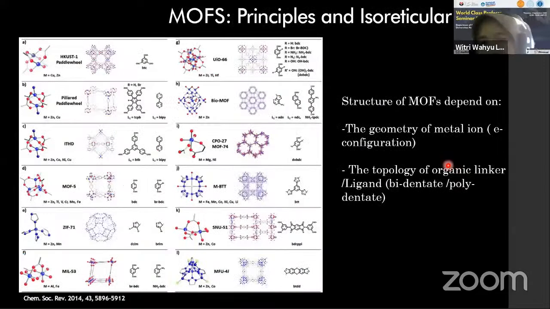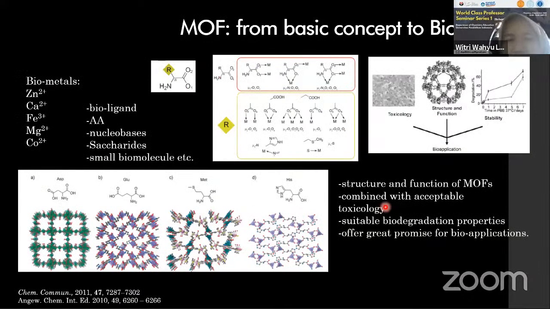Here, we can see the structure of the MOF depends on the geometry of the metal itself, according to its electron configuration, and the topology of the organic linker, at least bidentate or polydentate here. And for biomedical application, we can choose several biometal ions like zinc, calcium, iron and magnesium, and so on. And for bioligands, we can choose amino acids, nucleic bases, saccharides, and so on.